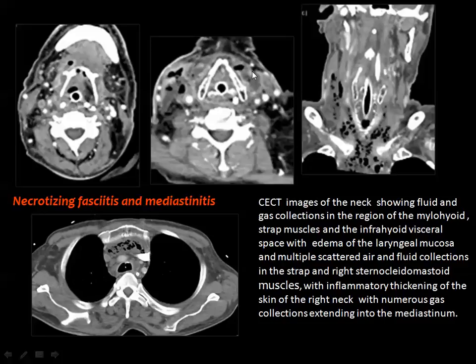And you may appreciate the presence of collections which are somewhat marginally enhanced. In the course of this disease, you may get thrombosis of the internal jugular vein, and you may also have extension of this inflammatory process into the mediastinum, causing mediastinitis, as you can see in this particular example.